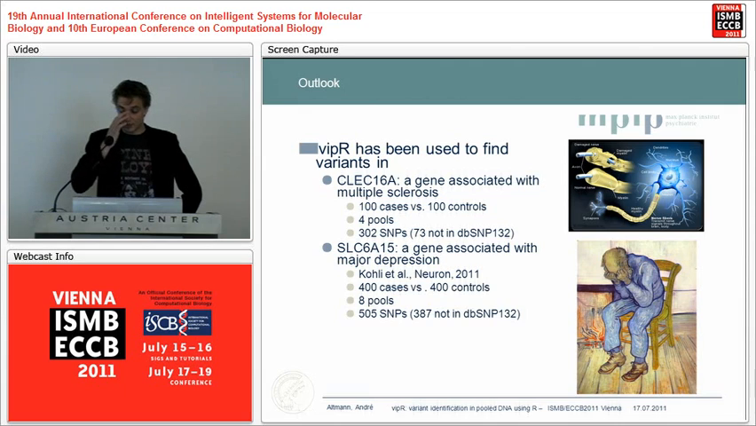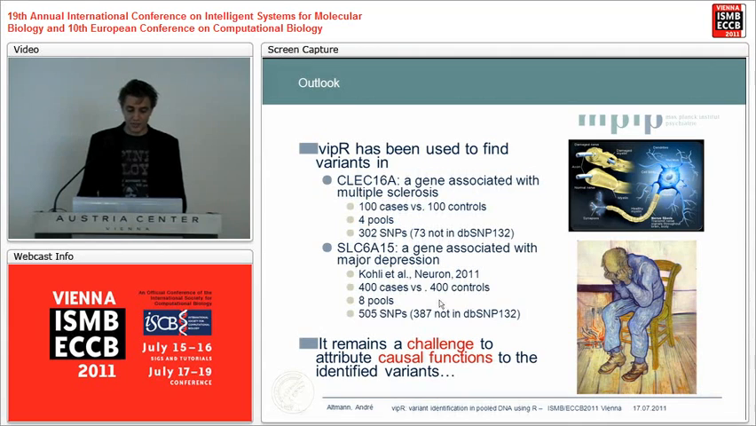And we also deal with depression. There has recently been a GWAS study identifying the gene SLC6A15. Here we study 800 individuals, 400 cases and 400 controls, in 8 pools. And here we found 505 SNPs, and the majority of them are not currently known. We're now at a point of finding those SNPs, but it still remains a challenge to attribute causal functions to everything, to make sense of what's happening there, why these people are sick.